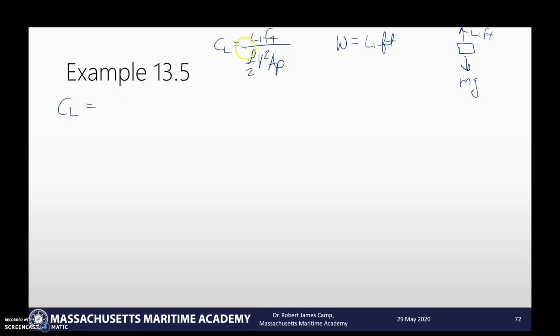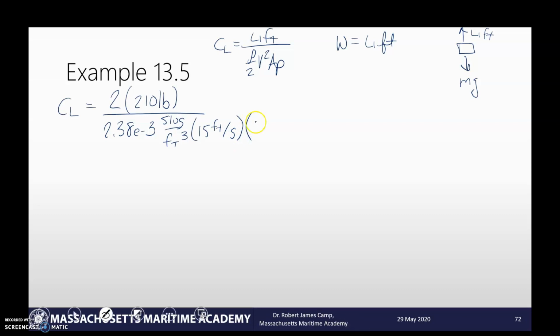And so I'm going to flip this 2 on the top because it's 1 over 1/2, which is the same thing as 2. So 2 times the weight, 210 pounds, divided by the density. And typical air density is 2.38 times 10 to the negative third slugs per cubic foot. We have the velocity squared. The problem tells us that we are moving along at 15 feet per second. And then the planform area, that's going to be the span times the chord. So if I multiply 96 by 7.5, I'll have 720 feet squared.